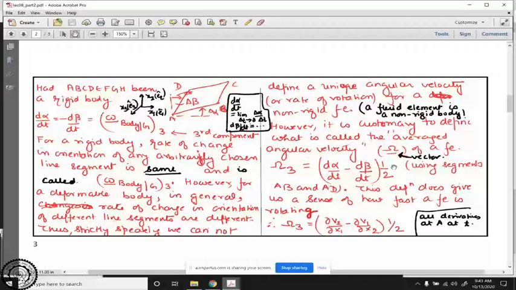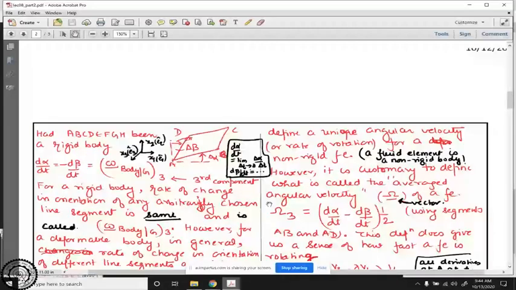There are some special cases in which you will find that every segment of the fluid element has the same rate of rotation, and we use the phrase that in this case the fluid element is having motion like a rigid body. Every line segment rotates by the same rate. That is not general. As I said, in general we will keep this expression, and thus the average angular velocity.